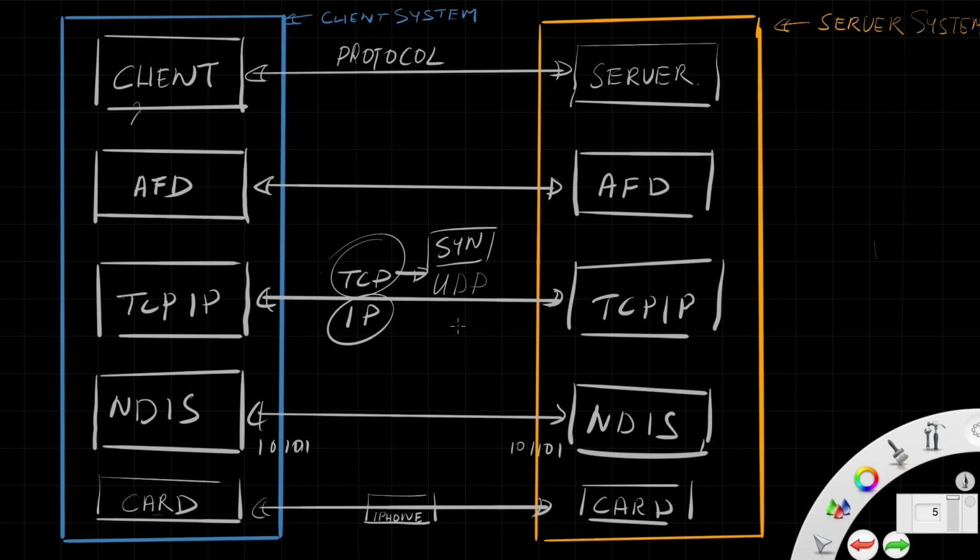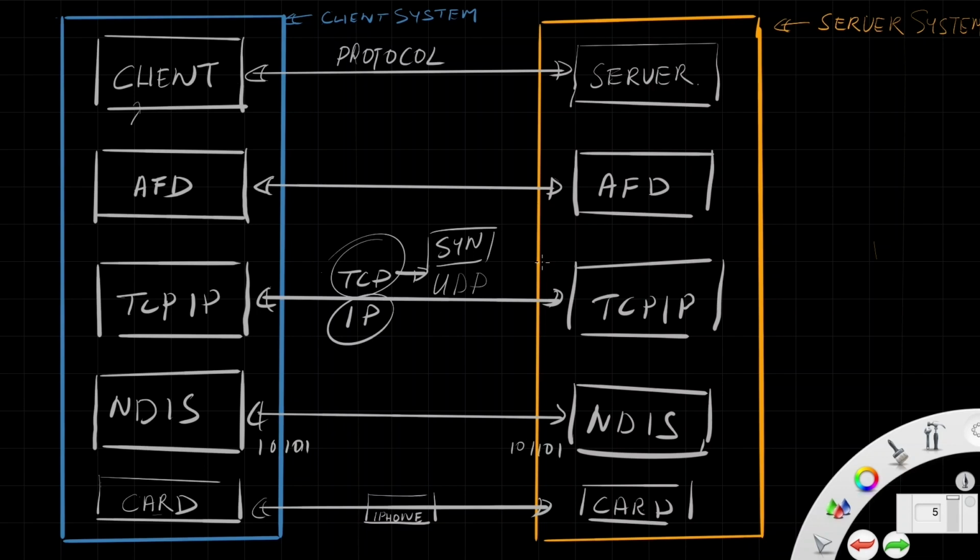Now, what if I send hello world to this TCP/IP from this client? Will it work? No, it doesn't work. TCP/IP doesn't understand hello world. It wants a SYN packet. If you don't send a SYN packet, it will say, I don't know what you're talking about. I don't understand the protocol.